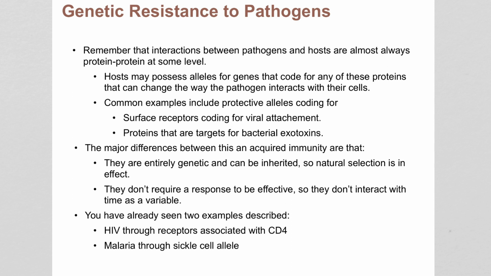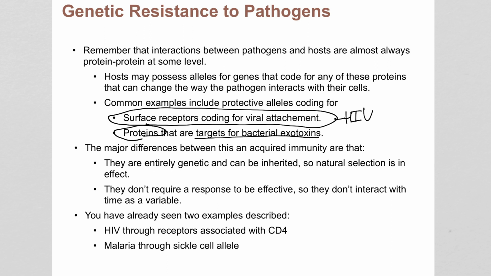Okay, so common examples of this. Remember, viruses have to attach to human cells by binding surface proteins. If a person has genetic variants or mutations in those surface proteins, the virus can't attach as easily. We'll see an example of this in a little bit with HIV, where a mutation makes some people resistant to HIV infection. There are also variations in proteins sometimes where that protein is the target for bacterial toxins. That can make the toxin less effective. Okay? And since these things are inherited genetically from your parents, there's no immune response necessary.